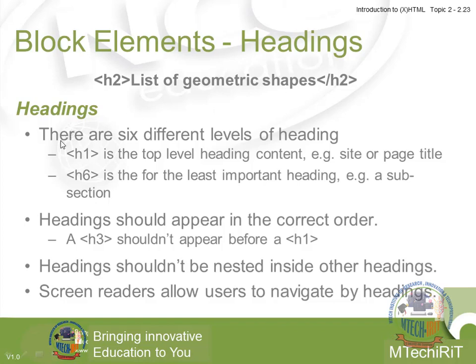These are six different levels of heading. We have H1, the top level heading, which contains the site or page title. H6 is for the least important heading, like a subsection.